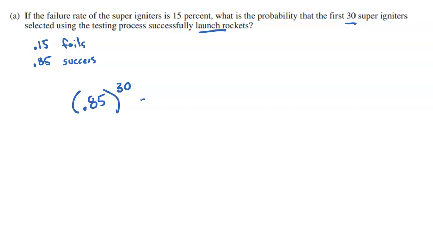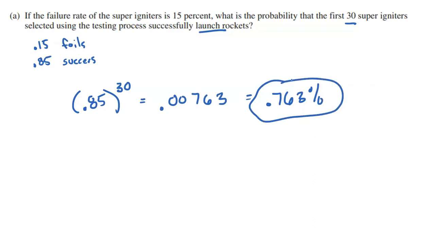Now, why am I allowed to multiply them? Because they're independent. I don't have to worry about, well, if the first one launches, does the second one go up or does it go down now? No, it said they were independent, which means it's 85% for the first, 85% for the second, and it stays 85%. So this is pretty simple, easy math to do. Don't be afraid to just grab a calculator if you need to. 0.85 raised to 30 is 0.00763. So pretty low chance here, 0.763%. So this would be extremely surprising, very unlikely to have the first 30 all in a row launch.